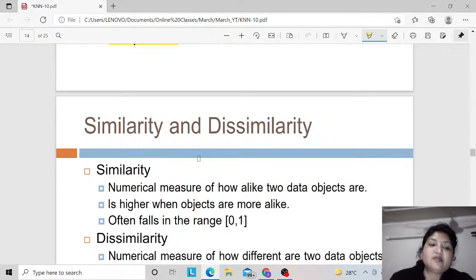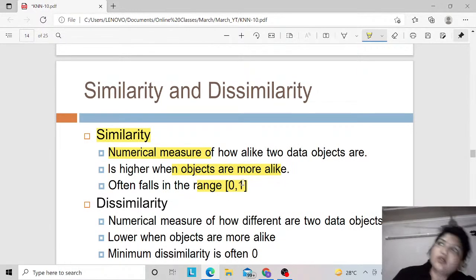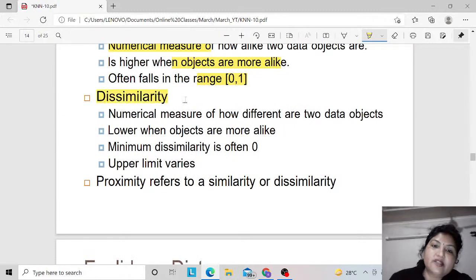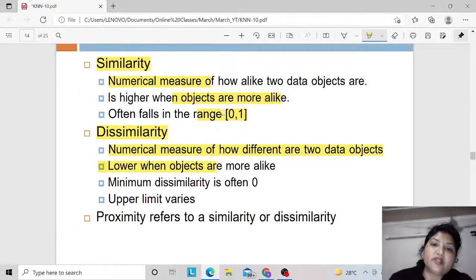Now let us see some similarity and dissimilarity. If we talk about similarity, it is a numerical measure of how alike two data points, two objects, are. It is higher when objects are more alike, right? It often falls in the range of 0 to 1. So the interval or range is between 0 and 1 in the similarity case. And dissimilarity is a numerical measure of how different two data points are. So this would be our similarity and this would be our dissimilarity.